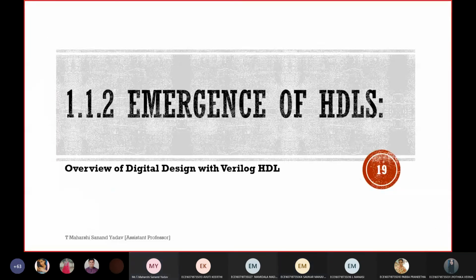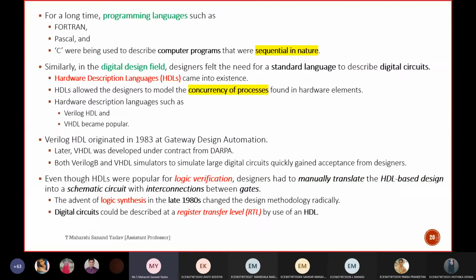Right. Okay. Next, emergence of HDLs, hardware description languages. Can anyone read this? This is generally the theory part, so simply you can go through it. Tell me, can anyone read this? For a long time, programming languages such as Fortran, Pascal, and C were being used to describe computer programs that were sequential in nature. What is meant by sequential? Or else you tell me about serial and parallel.